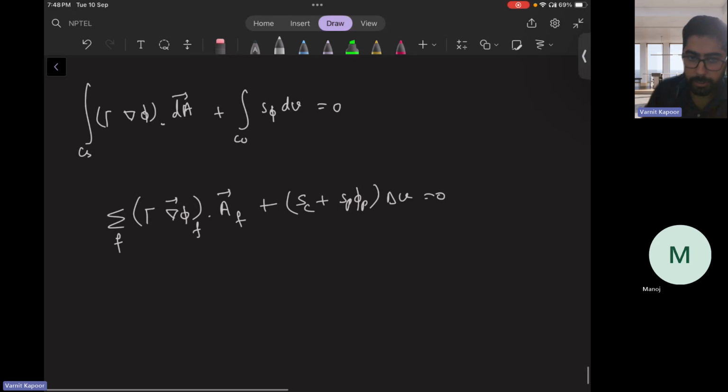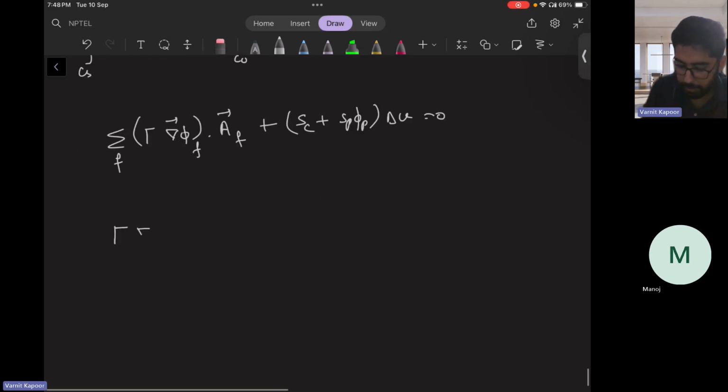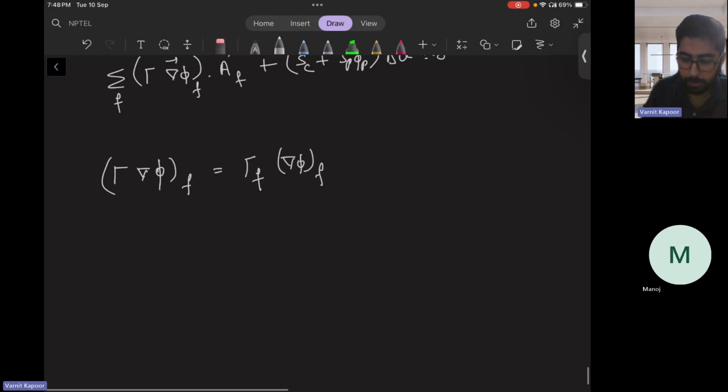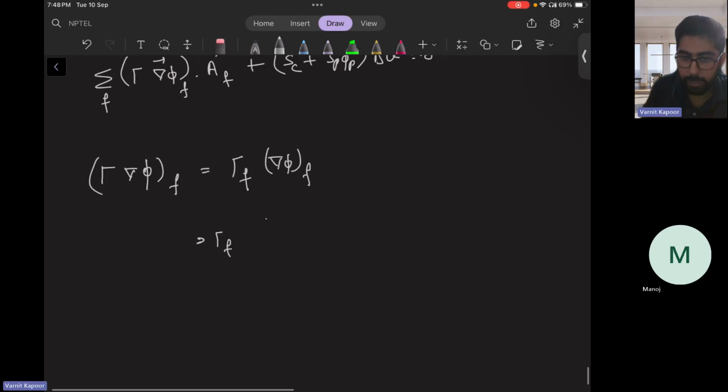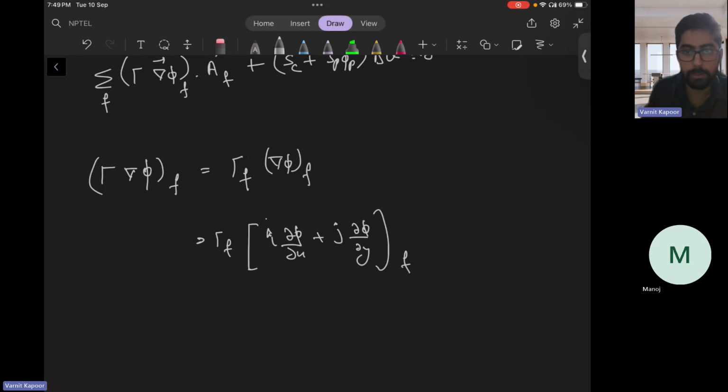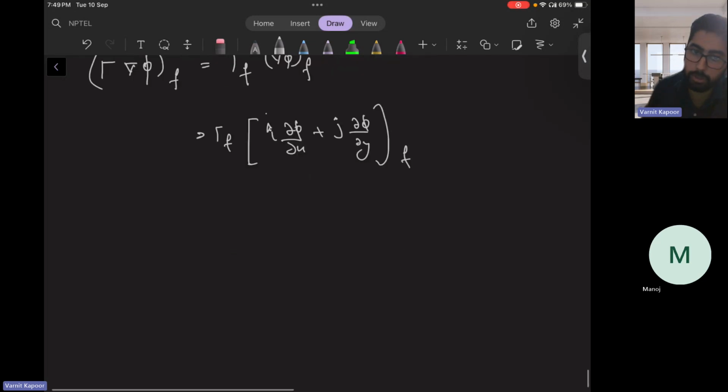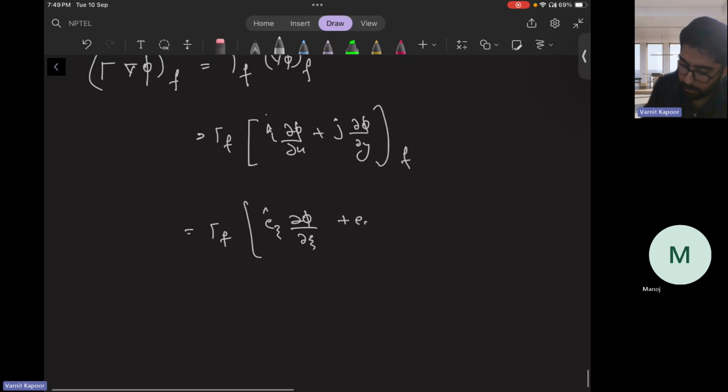Now, how do we write this? The first term, gamma grad phi for the face, will be gamma_f grad phi_f. For the global coordinate system, grad phi was written as i hat dou phi by dou x plus j hat dou phi by dou y. This was our orthogonal system. This is also an orthogonal system, so we can write it like this: e zeta hat dou phi by dou zeta plus e eta hat dou phi by dou eta.